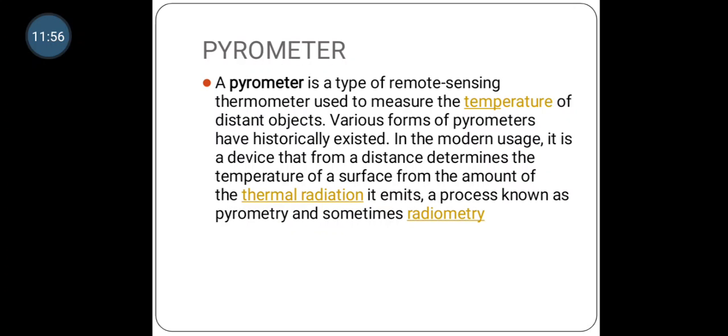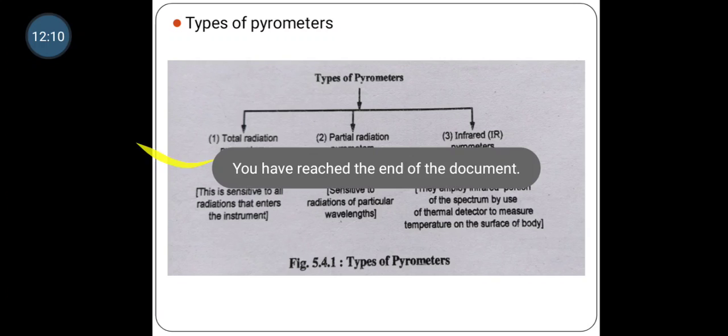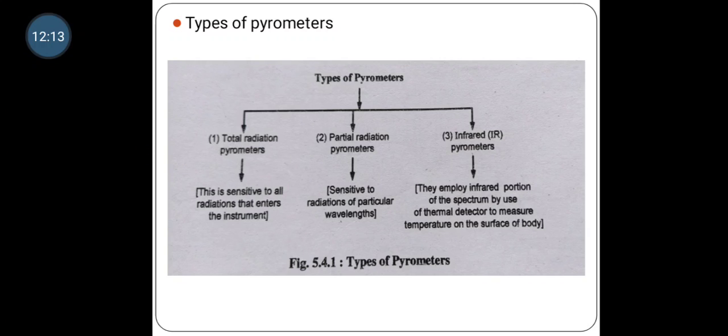Now the types of pyrometer. There are three types of pyrometers. First is the total radiation pyrometer, another is the partial radiation pyrometer, and the third is the infrared pyrometer. The total radiation pyrometer is sensitive to all radiation that enters the instrument. The partial radiation pyrometer, as the name implies, is sensitive to radiation of a particular wavelength. Infrared, that is the IR pyrometer, employs the infrared portion of the spectrum by use of a thermal detector to measure temperature on the surface of the body.